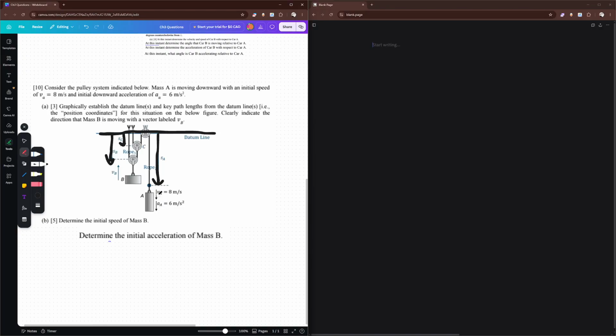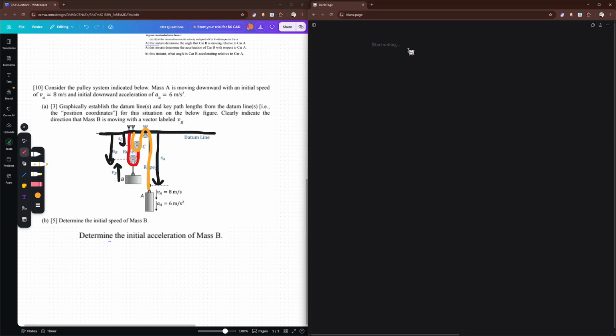Using some logic, you could do all the calculations first and then put the direction of VB. But VB goes up, because if this has to go down, then this mass has to go up. And as you can see, and I'll change colors for this, there's one rope like this, and then there's a second rope like this. So we'll have two length equations, right? That's part A.